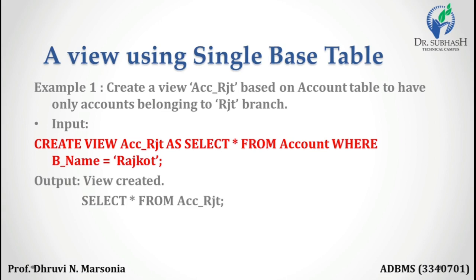I want to see the output of this view, so we can select star from SSE_RJT. In SSE_RJT, the output depends on our select query: select star from account where branch name equals Rajkot. It gives the output for branch name equals Rajkot, all the data of account which belongs to Rajkot.